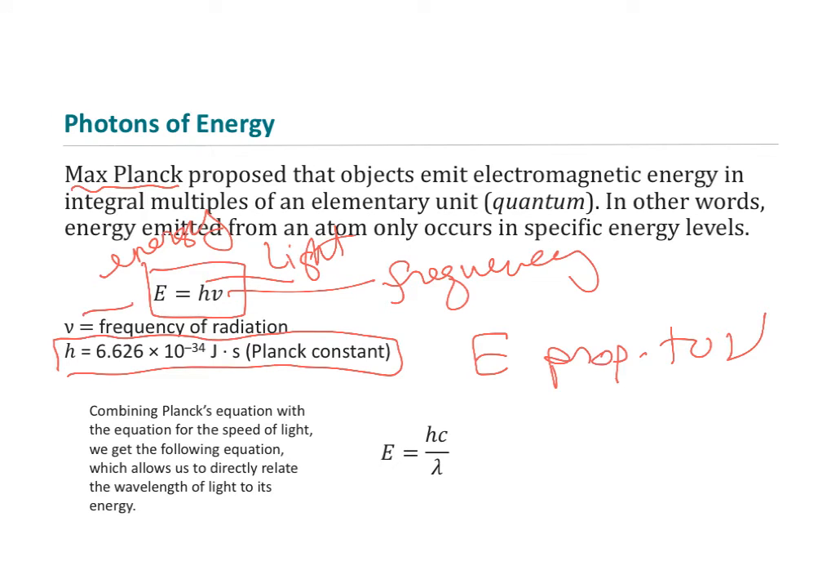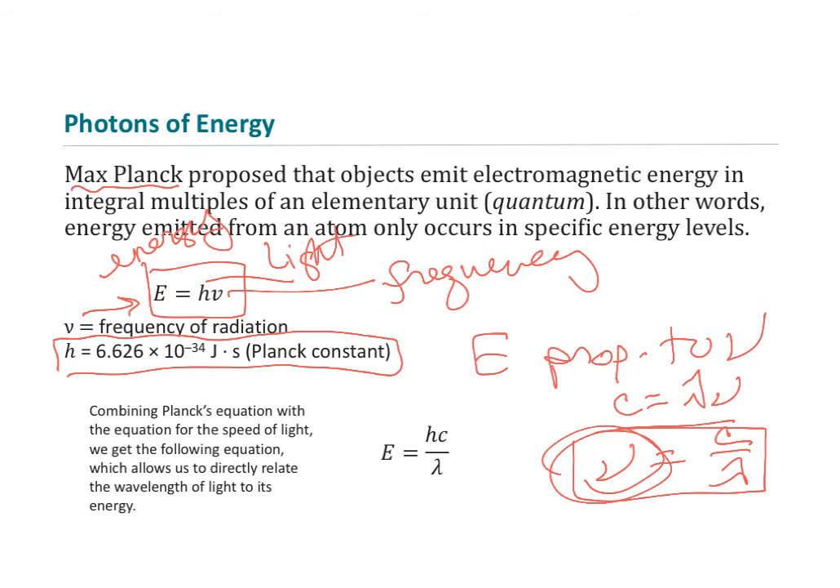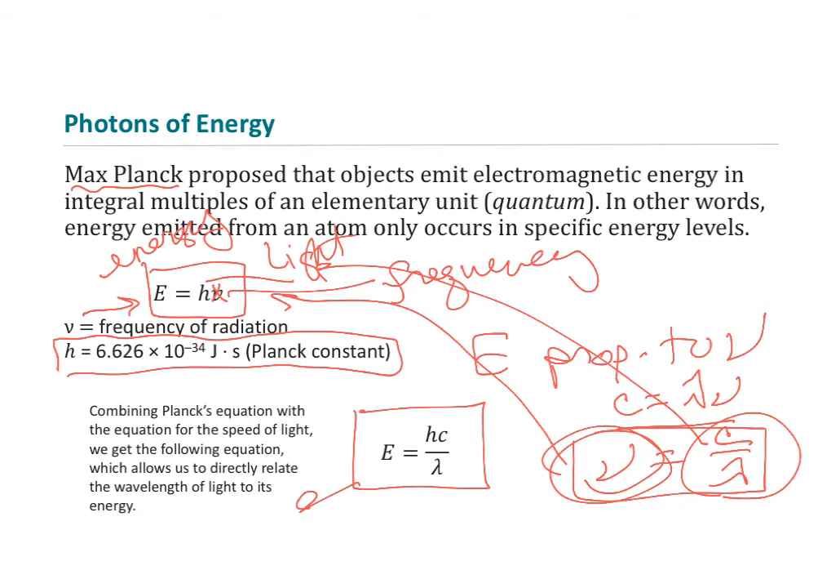And so if we take this equation, Planck's equation, and we combine it with the equation for the speed of light, what do I mean combine? Well, if I rearrange the equation for the speed of light to solve for frequency, so frequency is c over wavelength, and then I plug in for frequency into the energy equation, so take out the frequency and replace it with c over lambda, what I get is this. So this is the combined energy equation, which is a lot more handy.